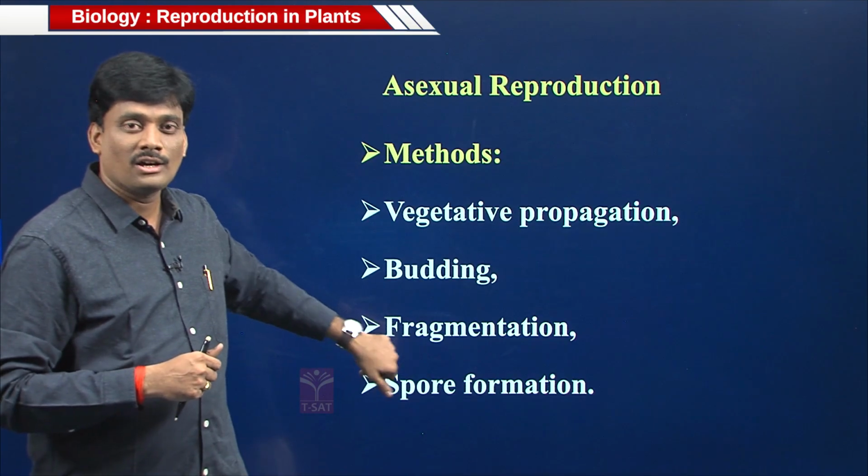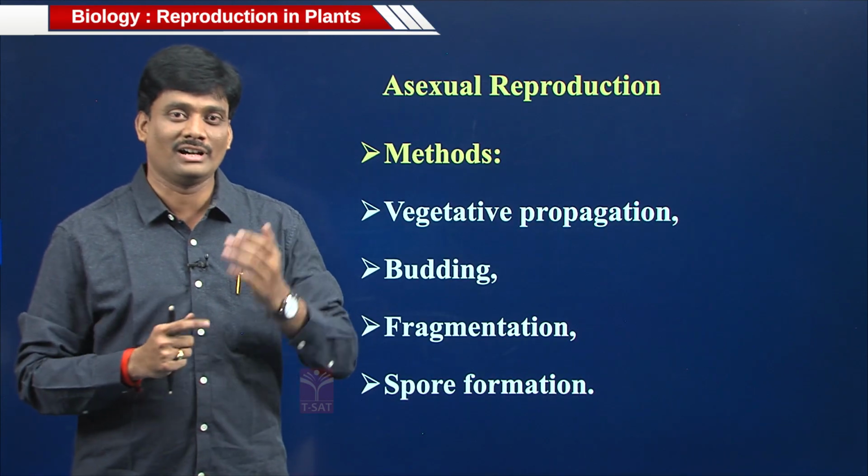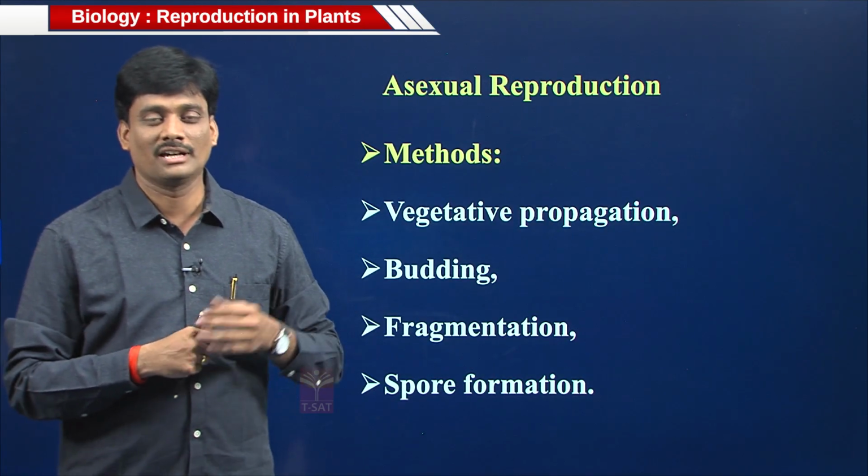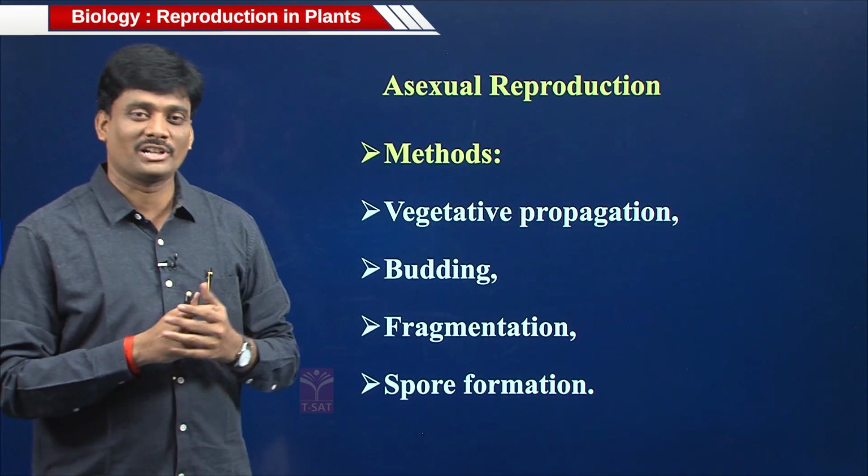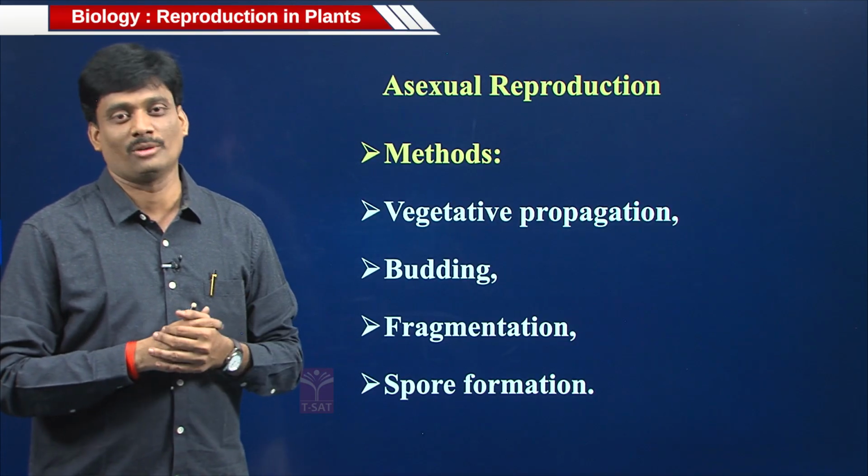And next, what are the methods of asexual reproduction? We have vegetative propagation, budding, fragmentation, and spore formation.